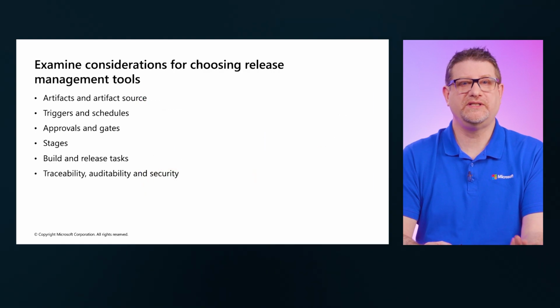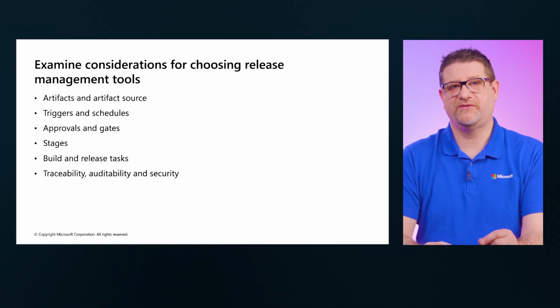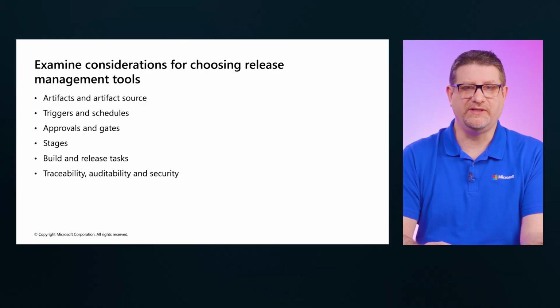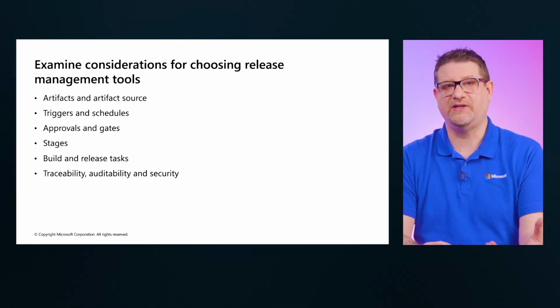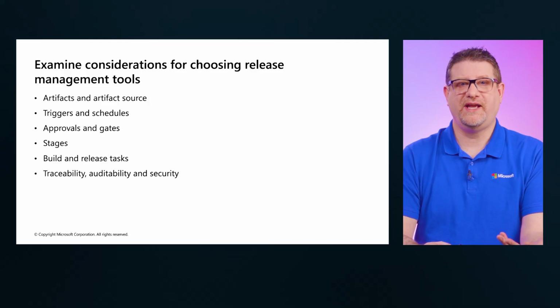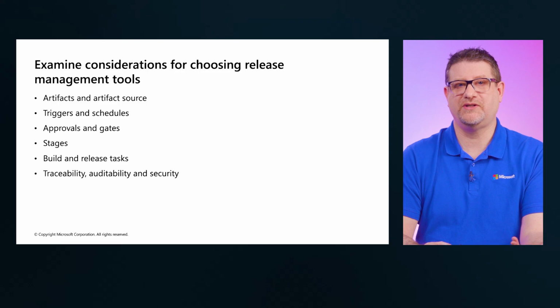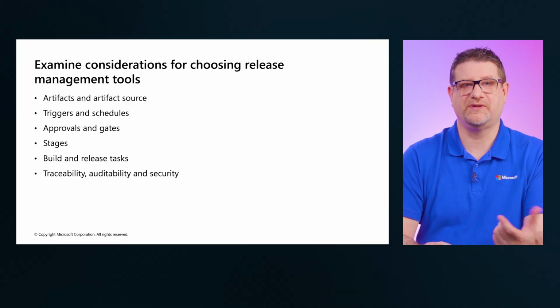When selecting a release management tool, it's important to consider several key factors that will impact your software delivery process. Start by evaluating how the tool handles artifacts and artifact sources. These are the files, packages, and containers that move throughout our pipeline. And look for solutions that support a variety of triggers and schedules, allowing us to automate releases based on events, time, or manual approval. Approvals and gates are also critical. They help ensure that only the validated, secure releases make it into production by adding checkpoints and compliance steps along the way.